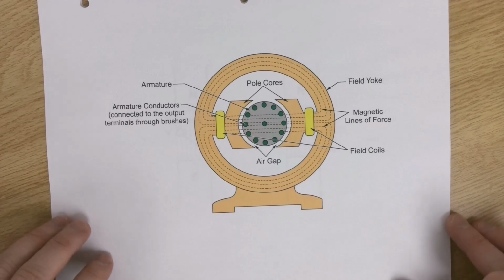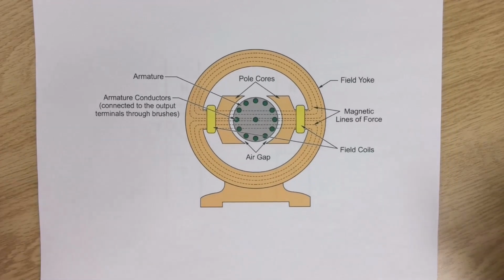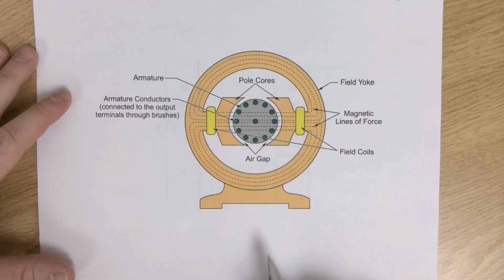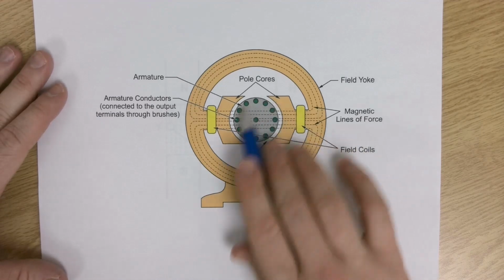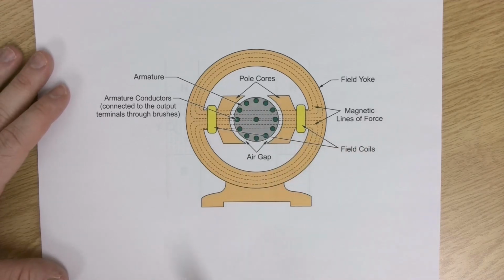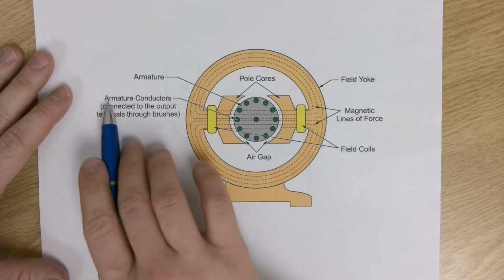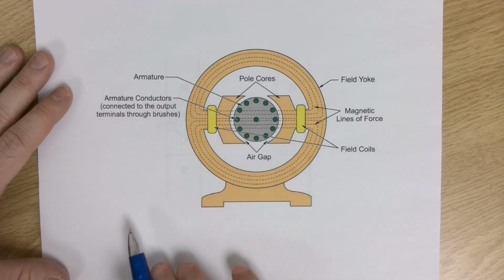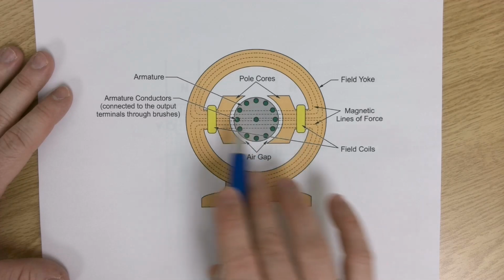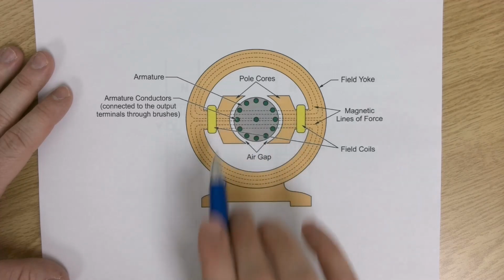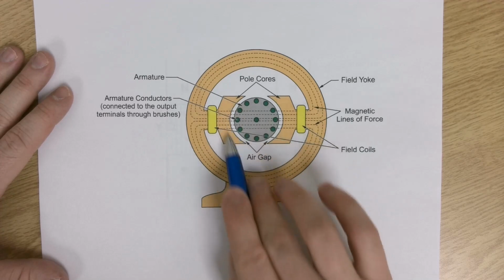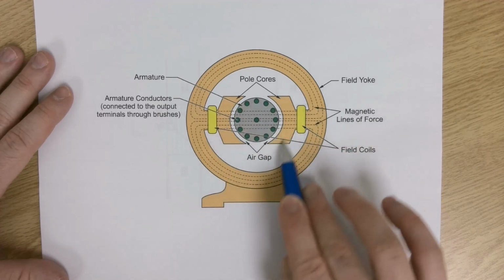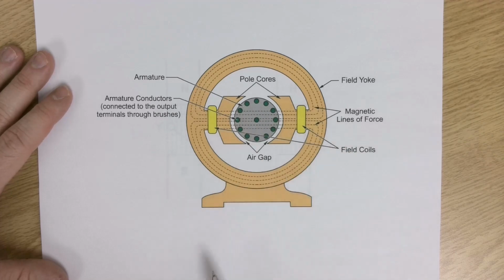So let's get into the real meat of the matter. This is a simple generator. Now, the things here that Faraday would really care about are these armature conductors and the field coils, because the field coils turn these pole cores into electromagnets, or our main source of magnetism comes from these pole cores that are around the armature.